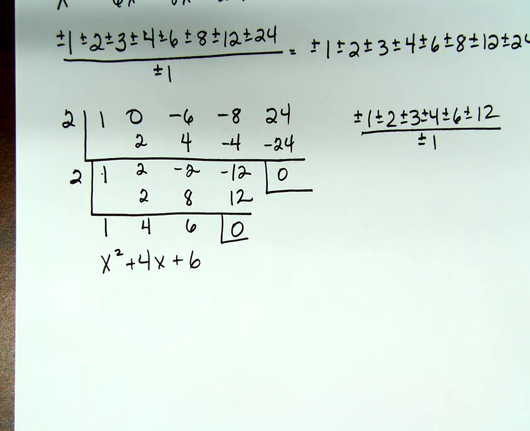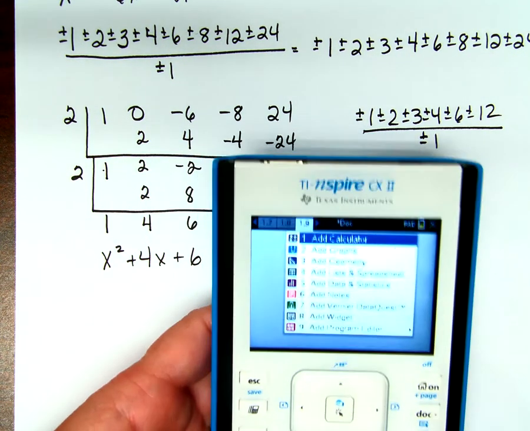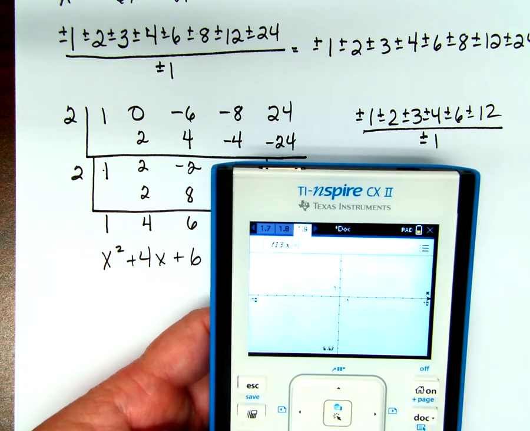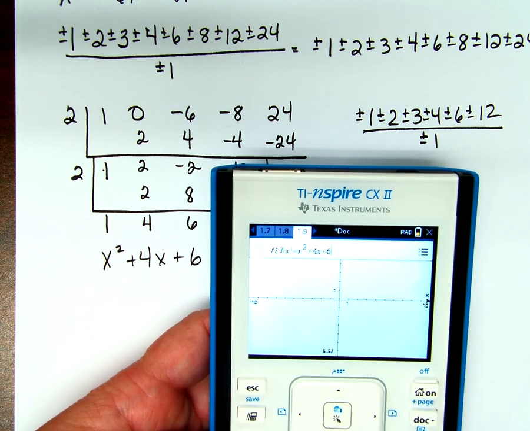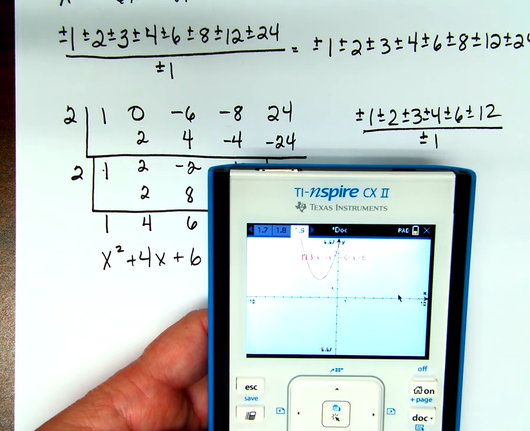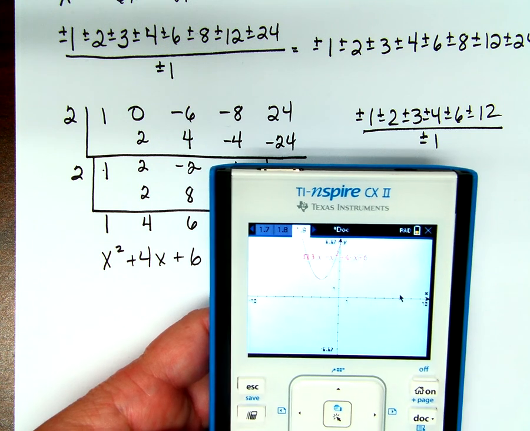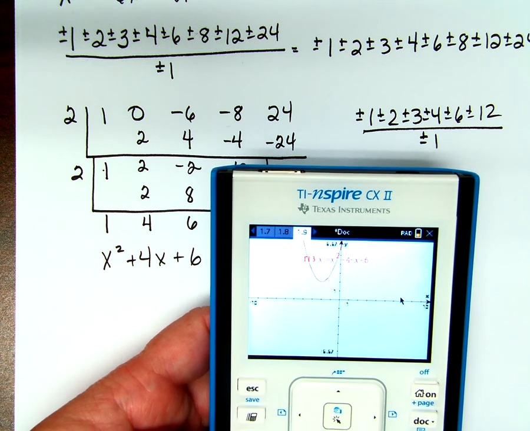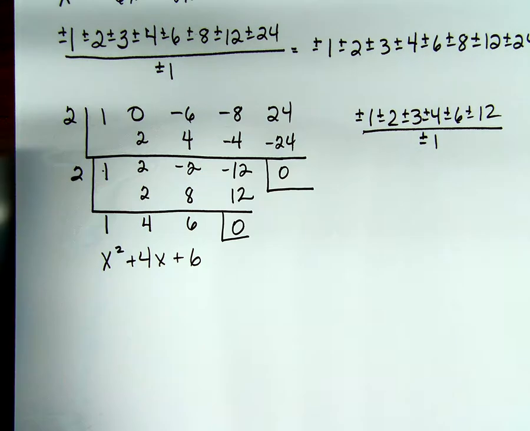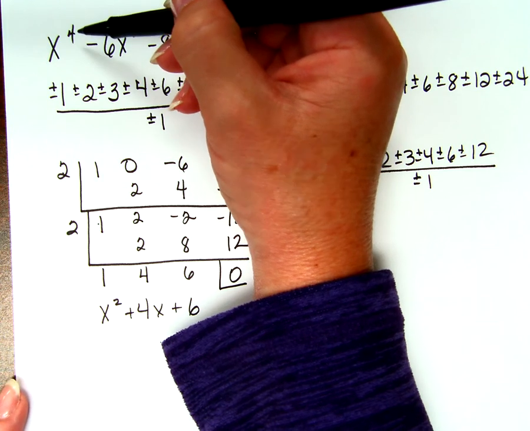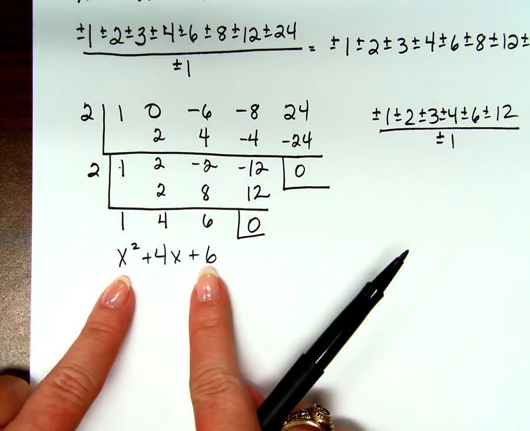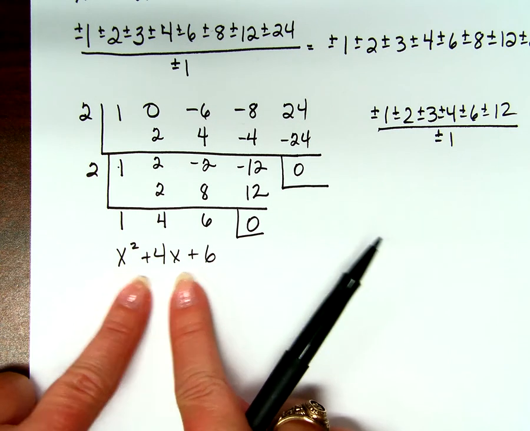Well, what do you think is going to happen if I put that back in my calculator? Let's just check. X squared plus 4x plus 6. Does it cross the x-axis? No, that's why I couldn't find any other roots besides just that 2, right? How many more roots, or zeros, should I have? I should have 2 more. I've got to use this to figure out the other 2 roots.